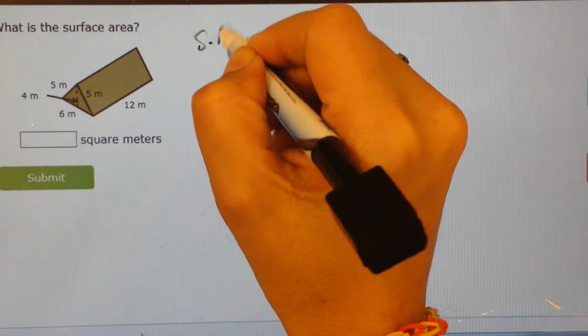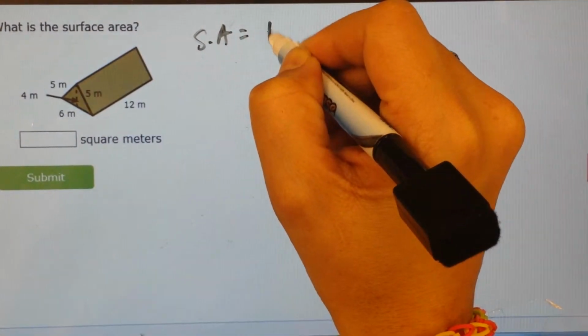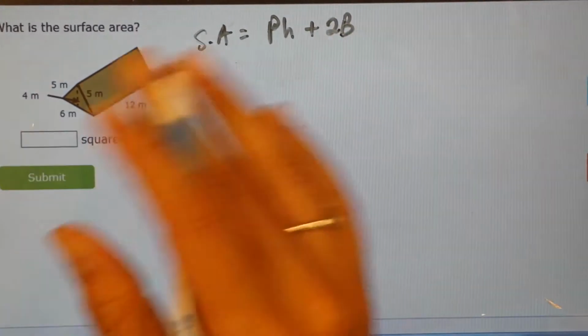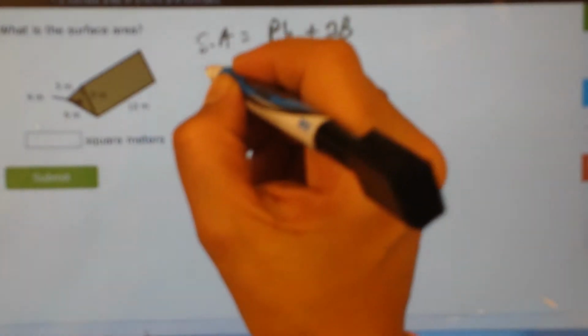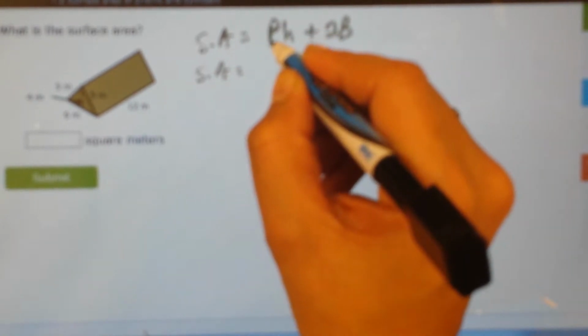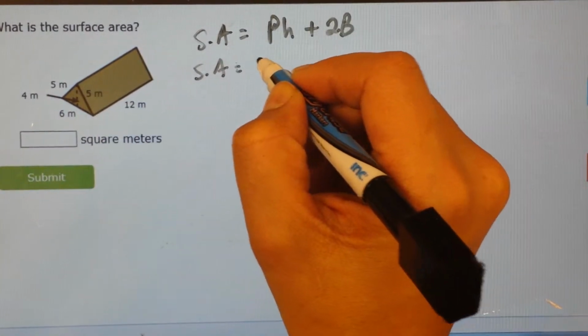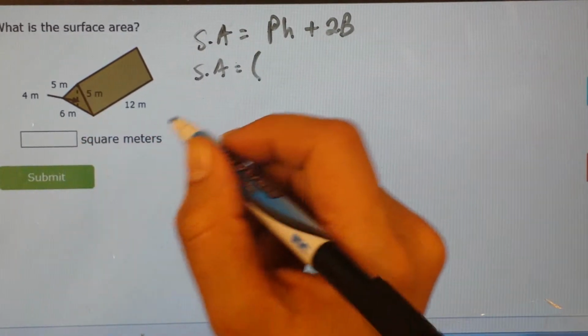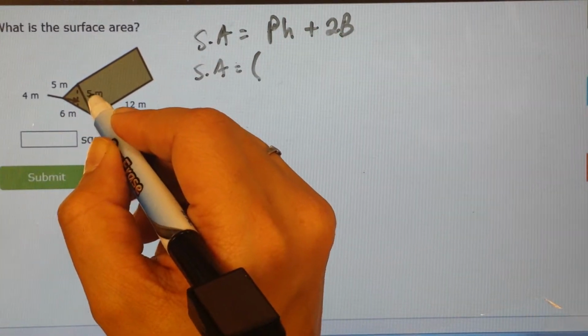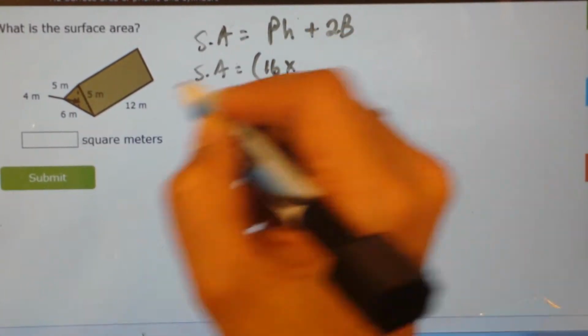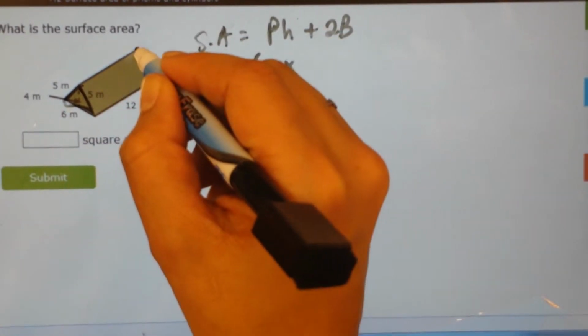All right, so surface area equals PH plus 2B. Okay, all I'm going to do is put in my numbers and put them straight in the calculator. So surface area equals, the perimeter is the distance around it. Okay, so I'm going to do parentheses, and I'm going to say 6 plus 5 plus 5, that's 10, 16, times the height between, again, the two bases.